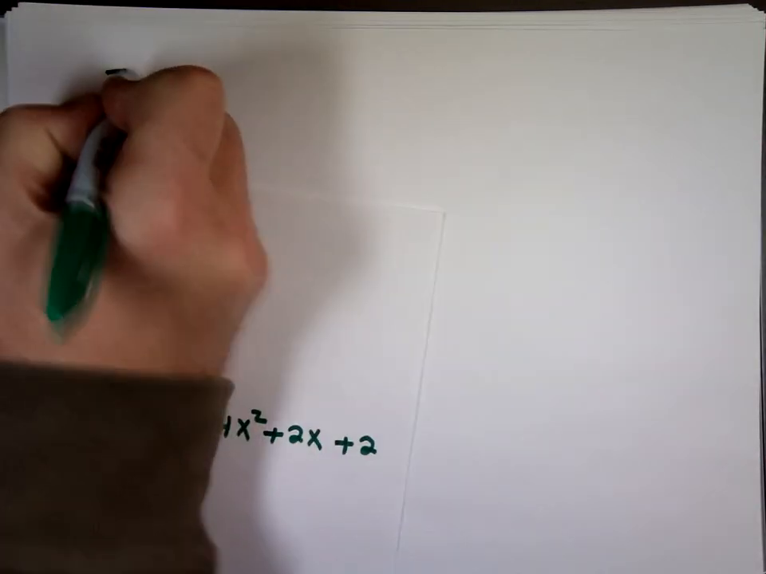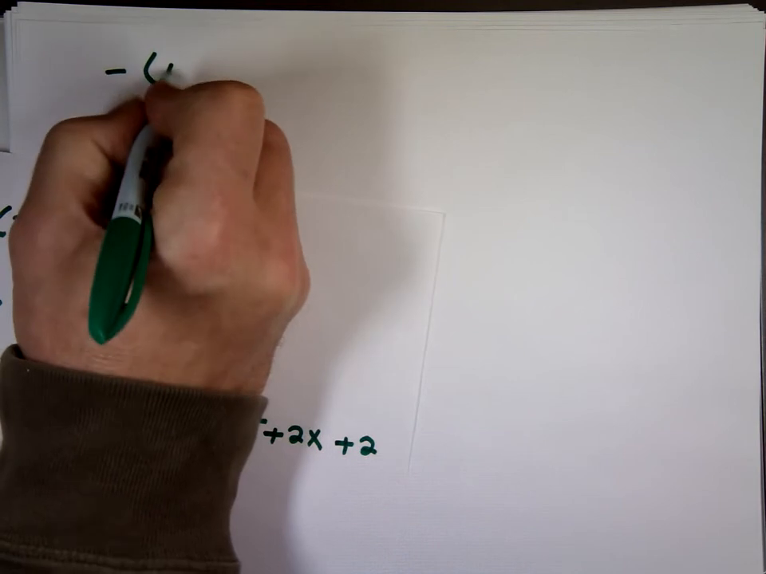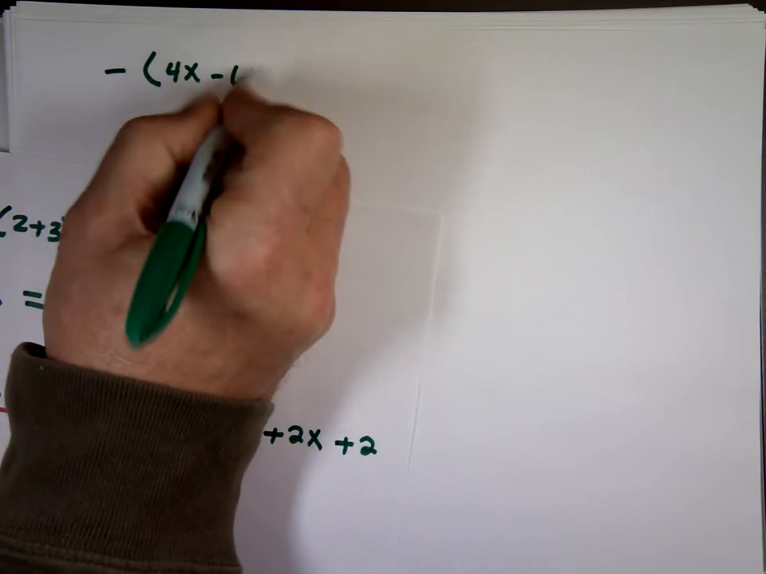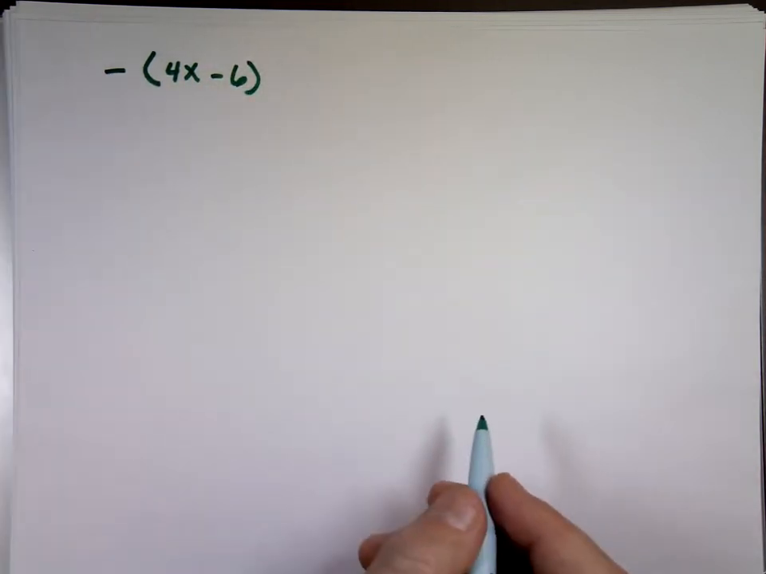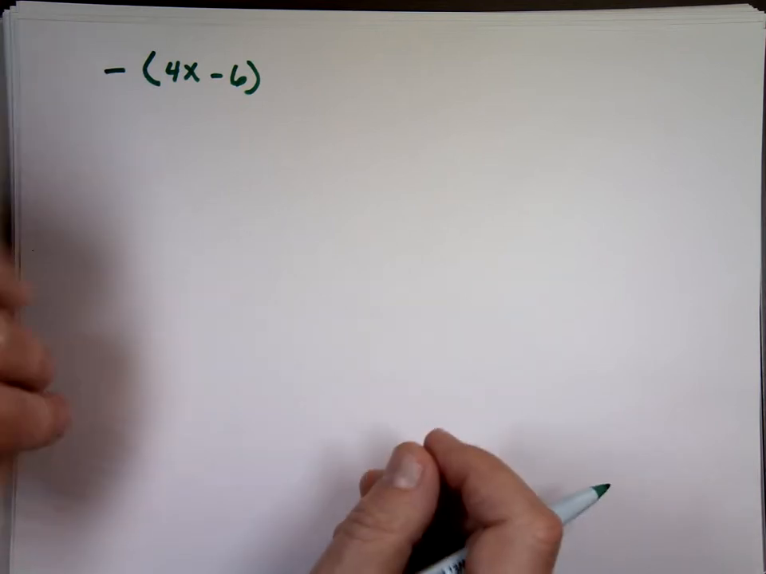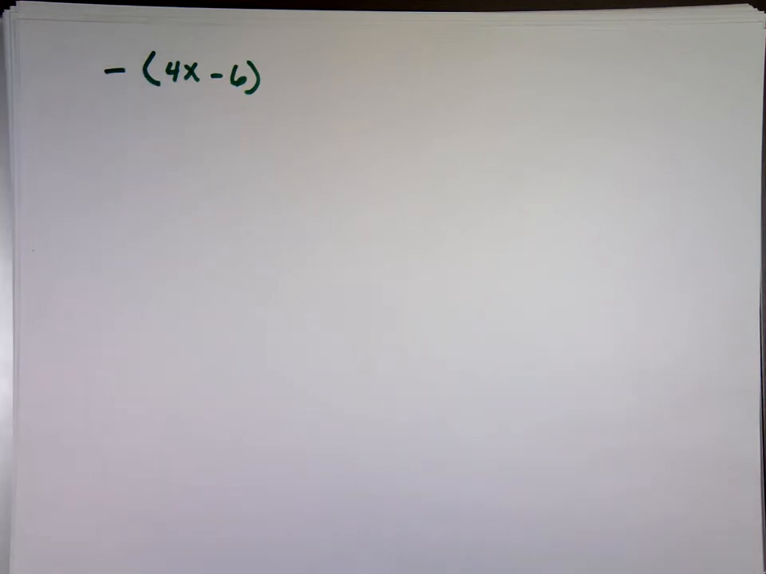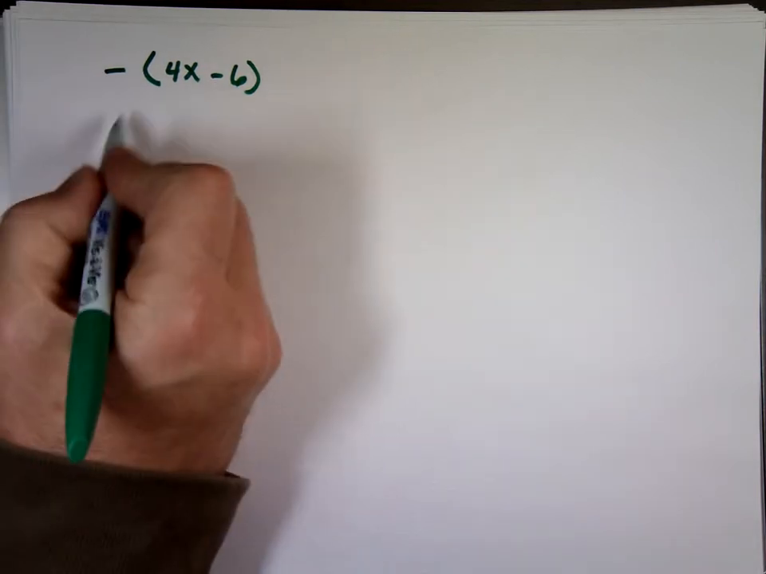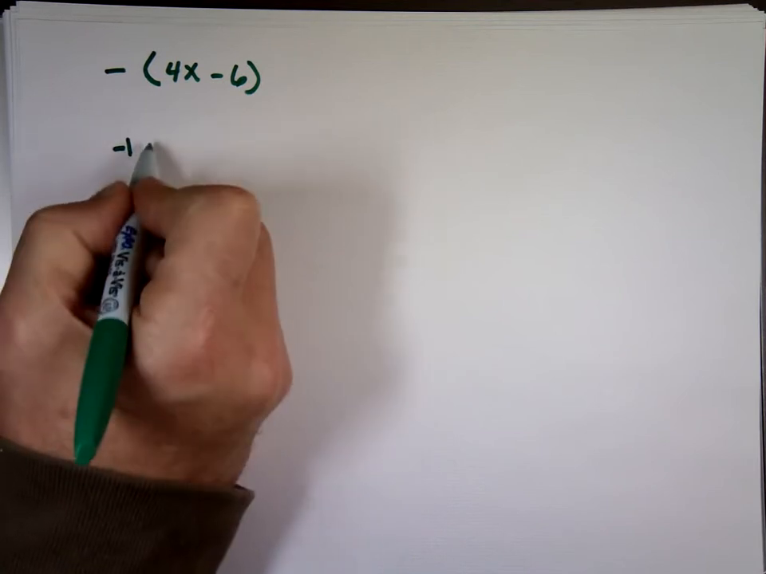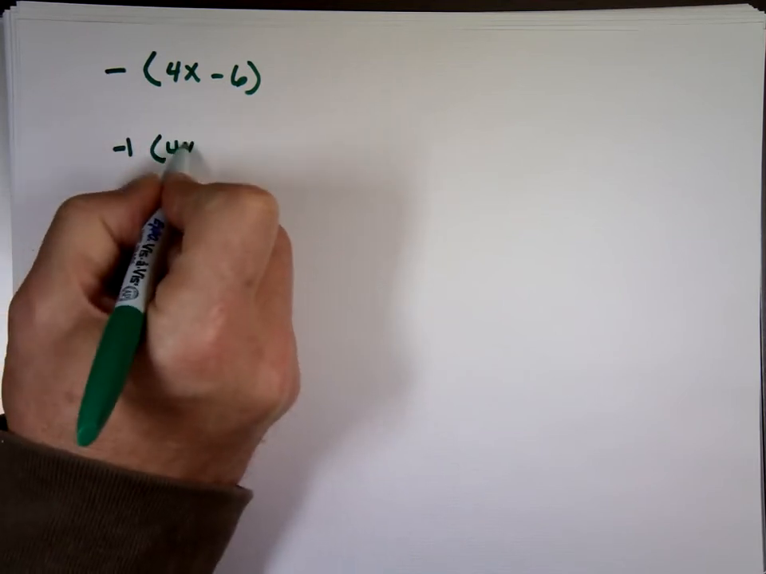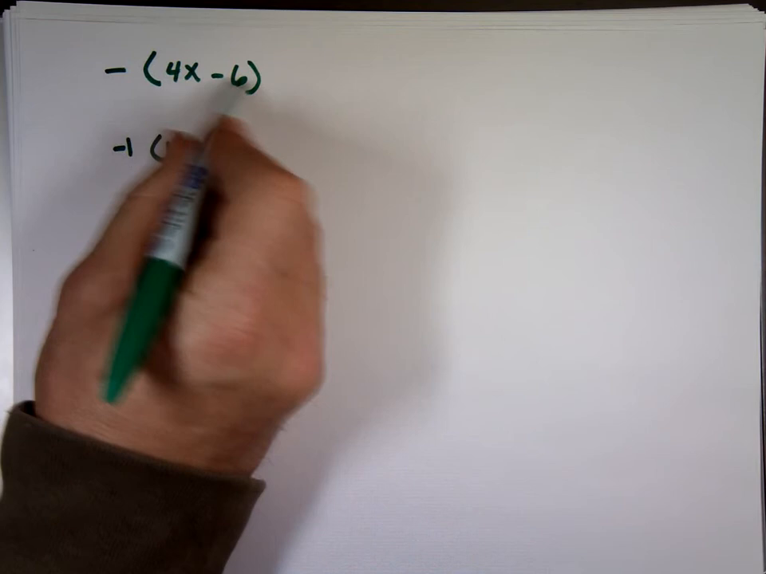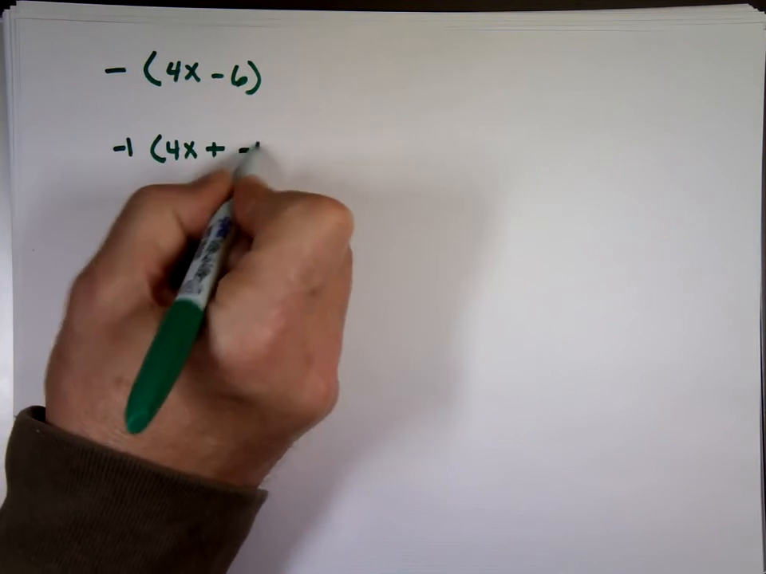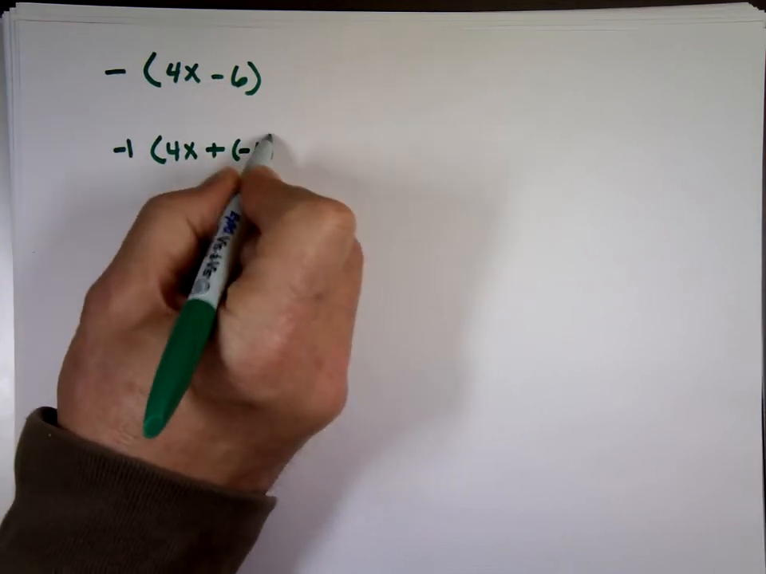Minus in the front. Well, if there's no number in the front, what does that mean? Negative 1. So it's really minus 1. We just don't put the 1. 4x. And if you want that minus 6, you can write it plus a negative 6. Remember the minus? You can change it to a plus minus.